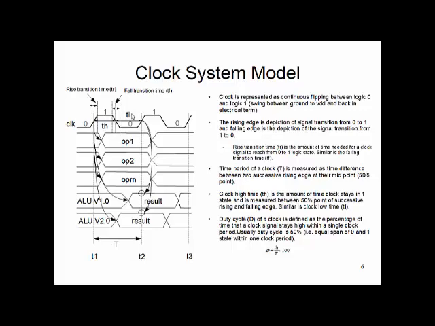That means your time period is 1 by f, which in this case is 1 by 10 to the power 9 cycles per second, which becomes 10 to the power minus 9 second, right? And that becomes 1 nanosecond basically in terms of unit. So that's how you compute the time period of a given clock from a frequency and vice versa.